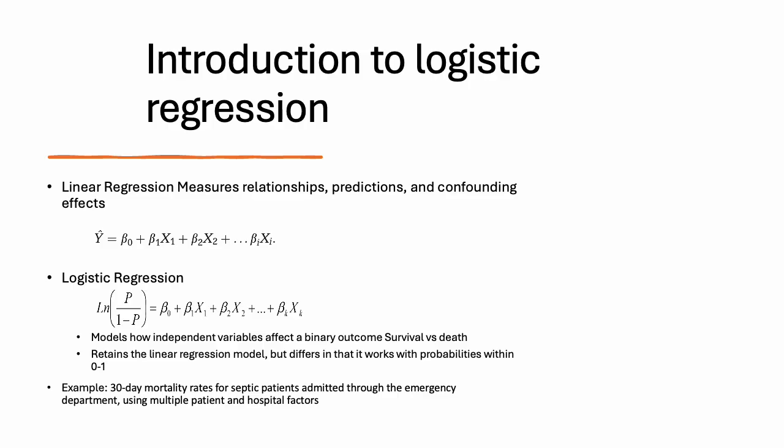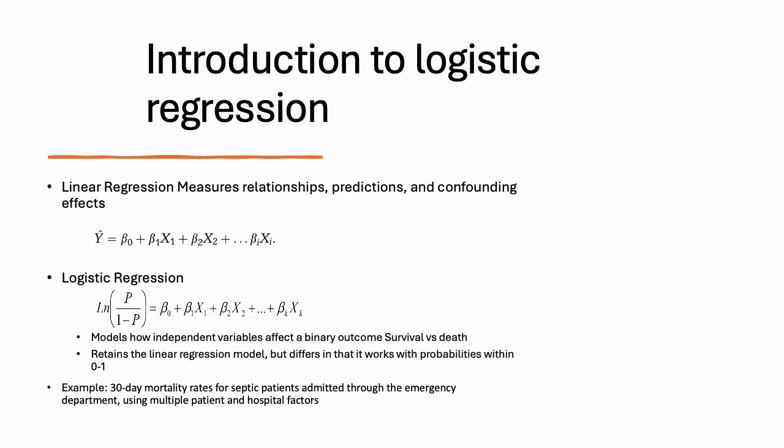So for an introduction to logistic regression, it's important to look at linear regression first, because that measures relationships, predictions, and confounding effects. So it's essentially the relationships between predictors and an outcome, but in this case, logistic regression is built for more binary cases. For instance, it's going to model how independent variables affect binary outcomes, such as survival or death. Death would be 1 and survival is 0.